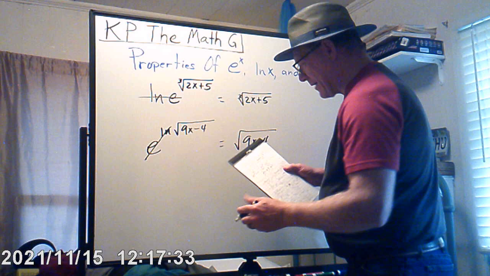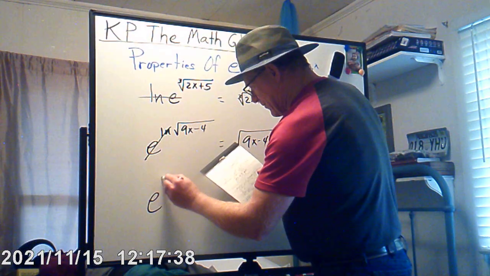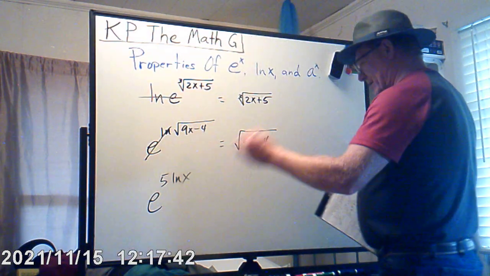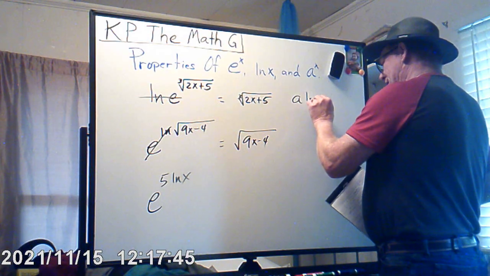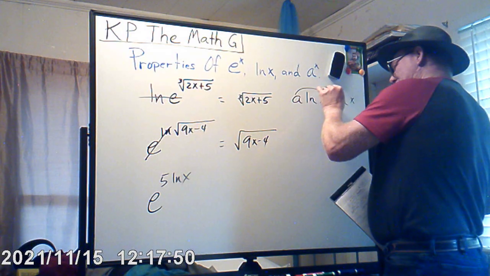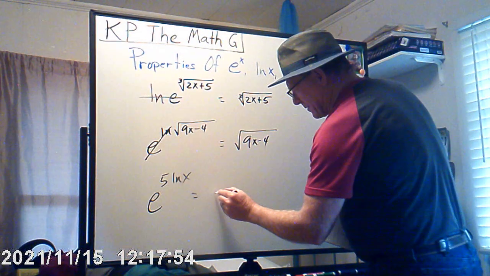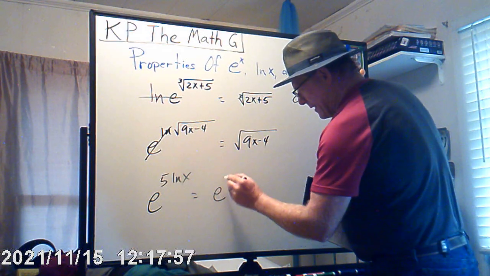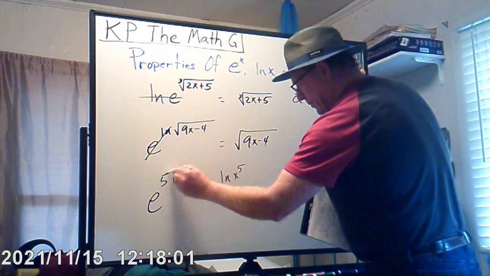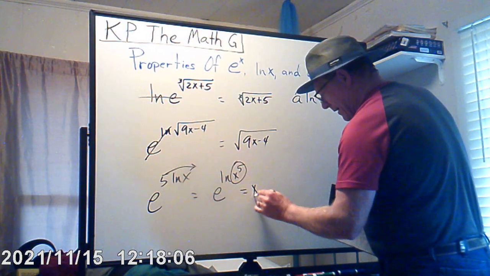Another one real fast. e to the 5 ln x. You've got to know a rule that says that a ln x is equal to ln x, bringing the a around, raised to the a. So this is equal to e to the ln of x to the 5th. That just brings that over like that, and then that's just simply x to the 5th.